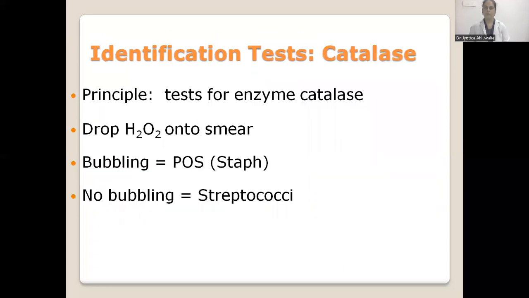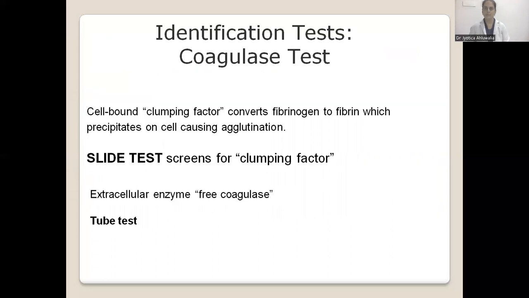The various identification tests are the catalase test, which is positive in the case of staphylococci and negative in the case of streptococci. So this is the test for the enzyme catalase. A drop of hydrogen peroxide is added onto the smear and you can see the bubbles. The coagulase test is the marker to find out the clumping factor or free coagulase. You can go for the slide test or tube test. The cell-bound clumping factor converts fibrinogen to fibrin, which precipitates on the cell, causing agglutination. And the free coagulase, which is an extracellular enzyme, can be detected by the tube test.